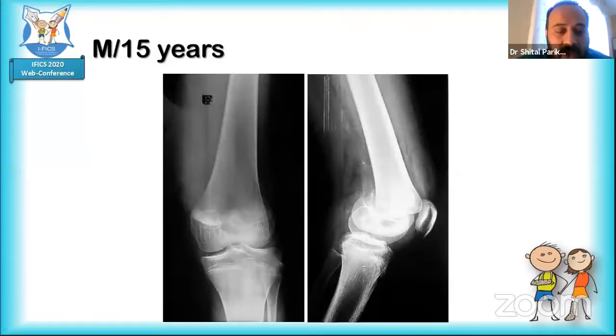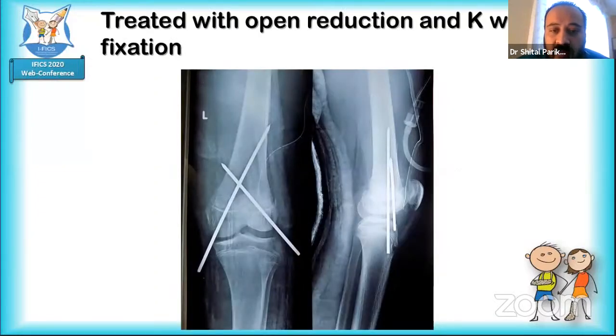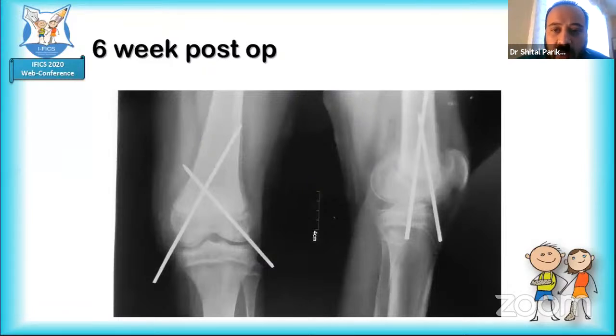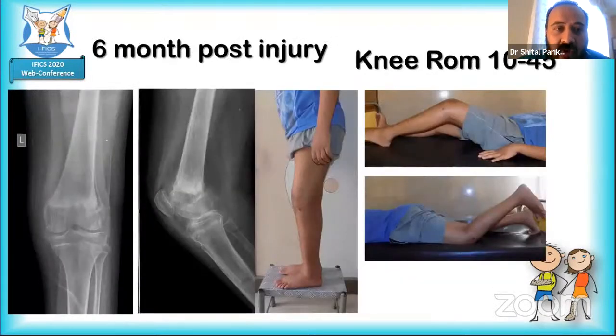Right. And one other case of distal femur. This is, again, a Salter 2 in a 15-year-old, fixed with cross K wires. I think everyone would be happy with the fixation here. This is a 6 weeks post-op x-ray, maybe just a touch of loss of reduction. However, at 6 months post-injury, the patient had significant stiffness, as you can see here.